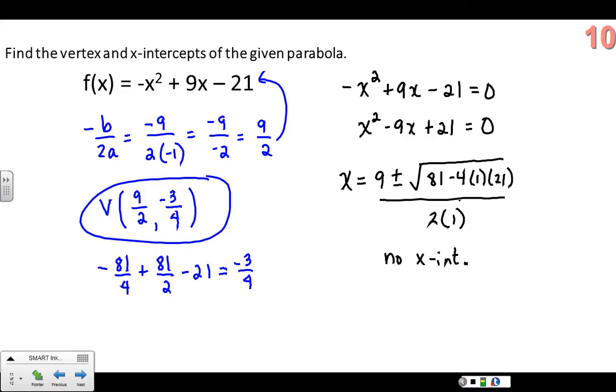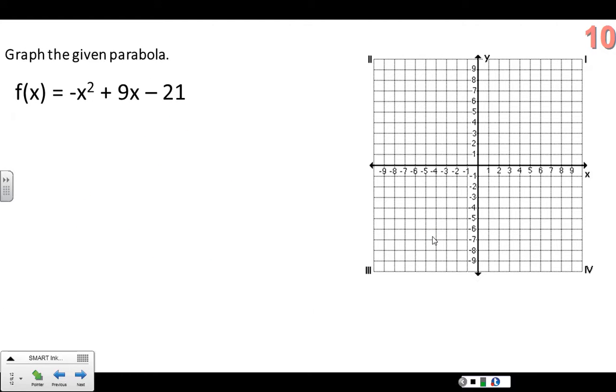So just by looking at our equation, we know a couple of things. We know that we found the vertex. We know it's going to open downward. And we know it's never going to cross the x-axis. So let's see what this would look like on the graph. We were given that the vertex is the point 9/2, negative 3/4. So let's try to plot that. 9/2 we said was like 4.5. So 4.5, down 3/4 means we're going to be almost down to negative 1. So somewhere around right there would be your vertex.